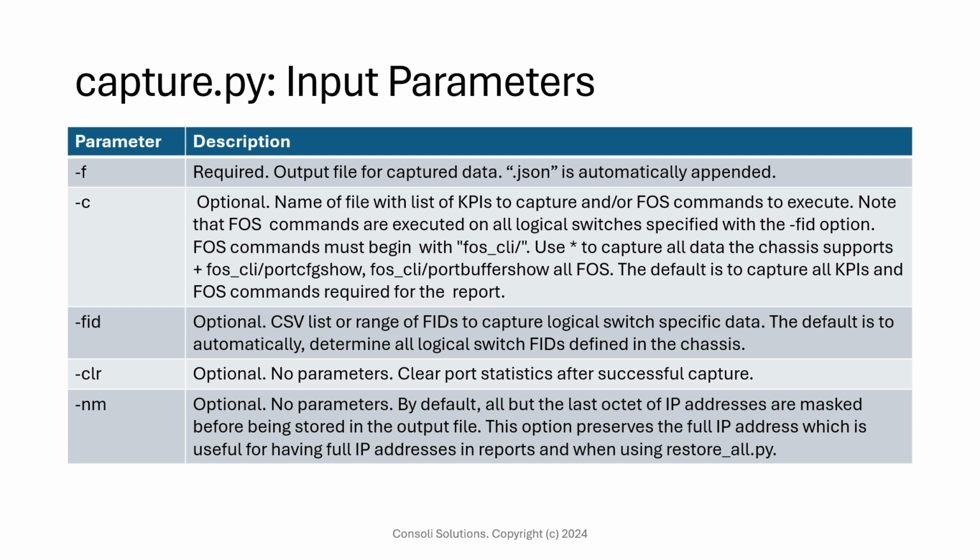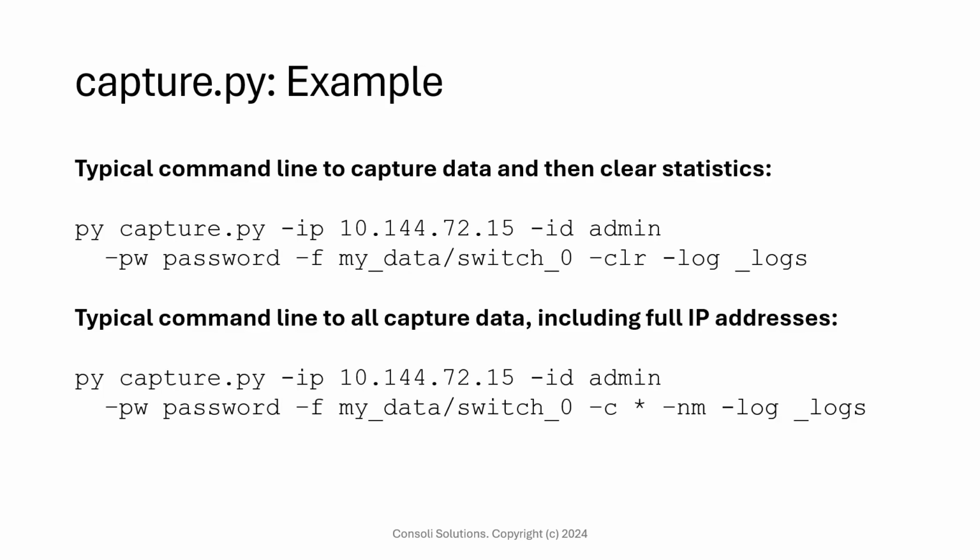-NM, by default, only the last octet of an IP address is stored. When you set this option, you can store the full IP address. The intended use of these examples is to provide you with something that you can copy and paste and modify to your own use. Note that I'm using a / in the file name. / is interpreted as a parameter separator. If you want to use a / in the file name, it must be enclosed in quotes.